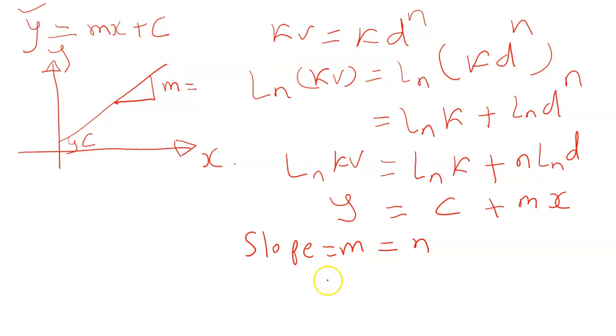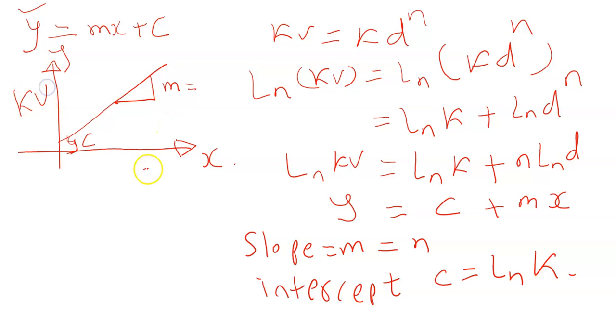And what will be my constant? The intercept on the y-axis will be c, which means it will be log K. Generally we plot the graph of gap distance versus breakdown voltage: gap distance on the x-axis and breakdown voltage on the y-axis. This graph you plot on log graph paper, so this axis is log and this is log d. Then you will find out the slope n and the intercept.